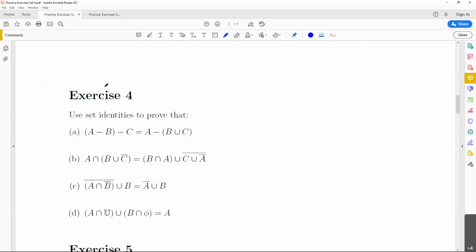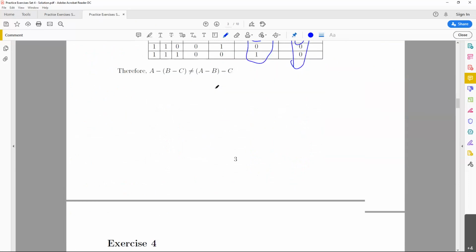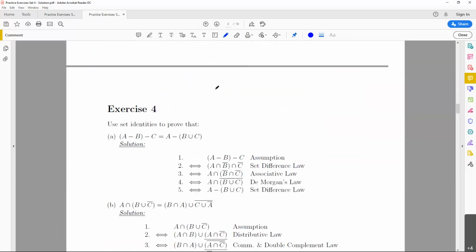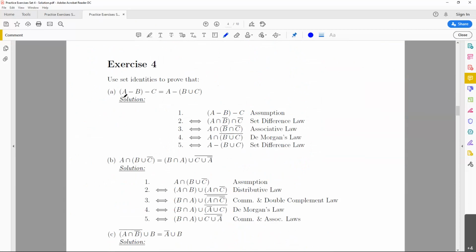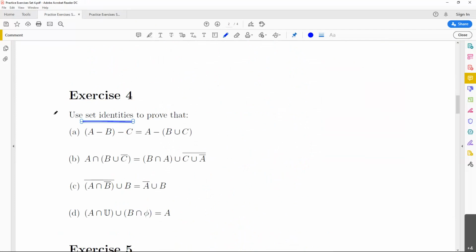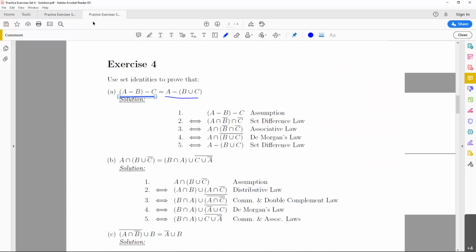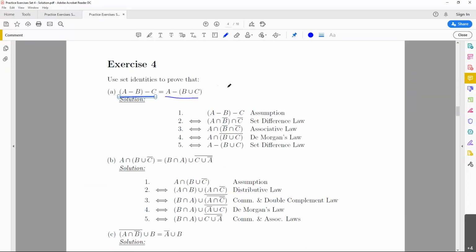Exercise 4. The idea might be similar to exercise 2, but here we're going to be using set identities. So I don't think we're going to be relying very much on going to that x belongs to B and so on and so on. So for example, in the first one, A minus B minus C, is it equal to A minus B union C? Actually, they said prove everything, so it should be fine. I mean, you should just be proving, you're not going to be disproving anything here.